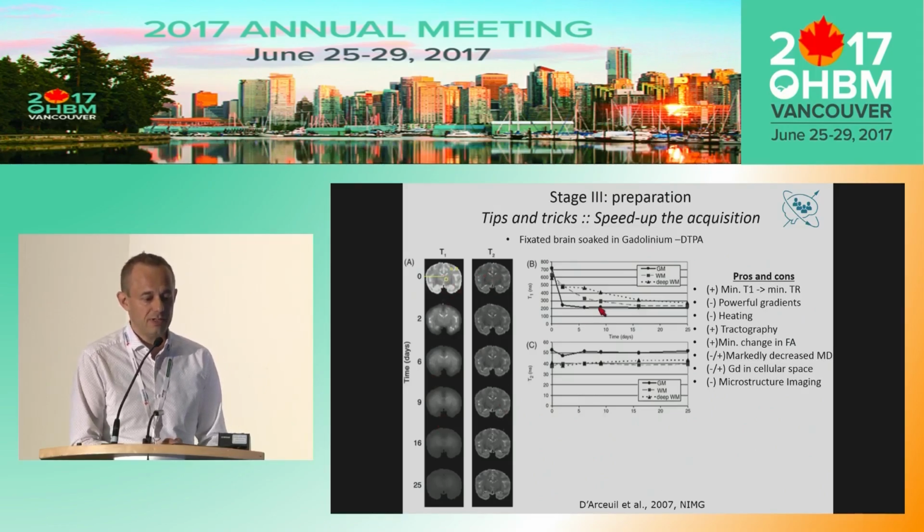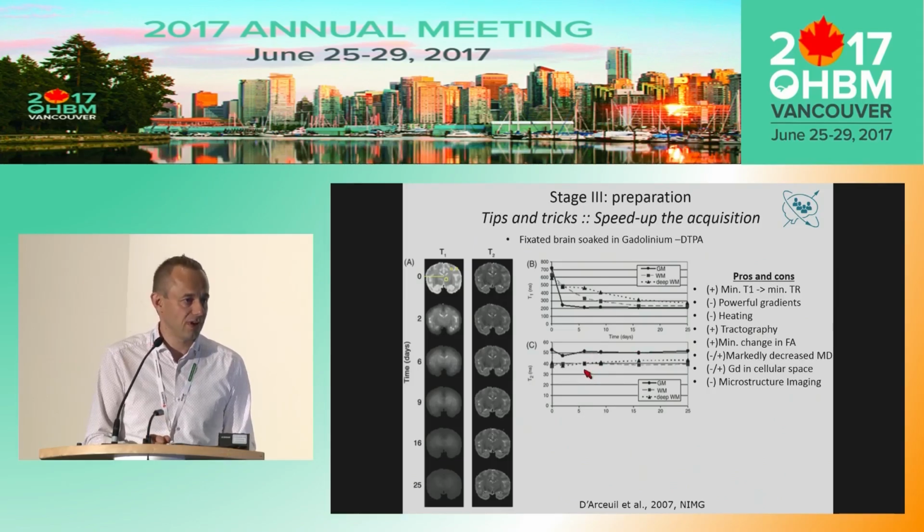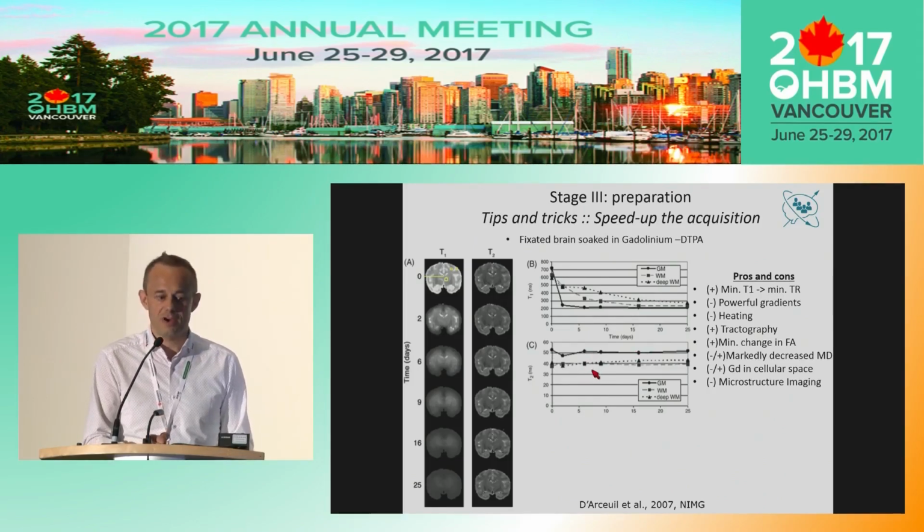And it has been shown here that with time, after 14 days, T1 for gray matter and white matter is actually decreased, while T2 seems to be unaffected. Now, when we have a lower T1, it allows us to have a shorter TR, and thereby we can acquire faster. So we also need to use powerful gradients, but if you use a preclinical scanner, that's not a problem.